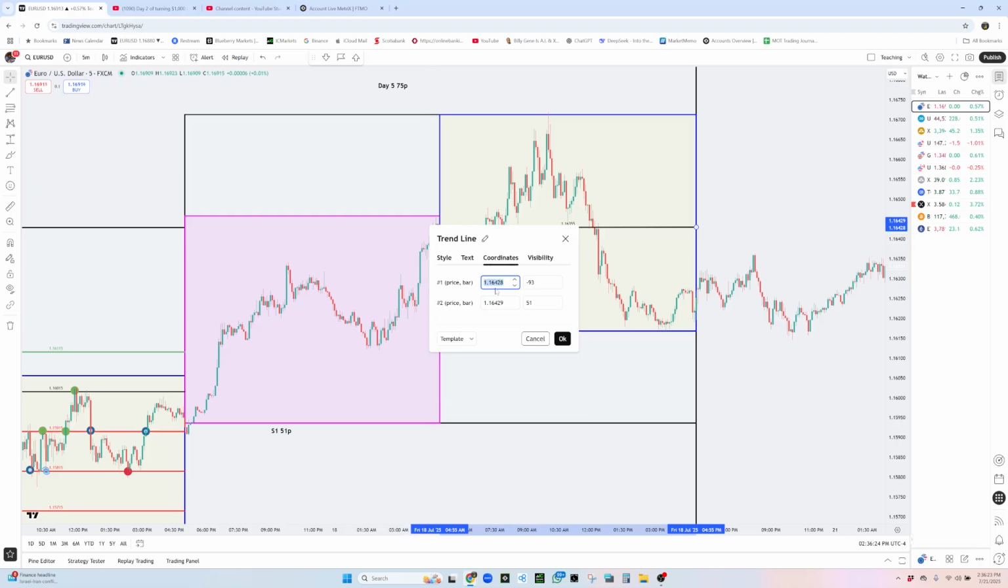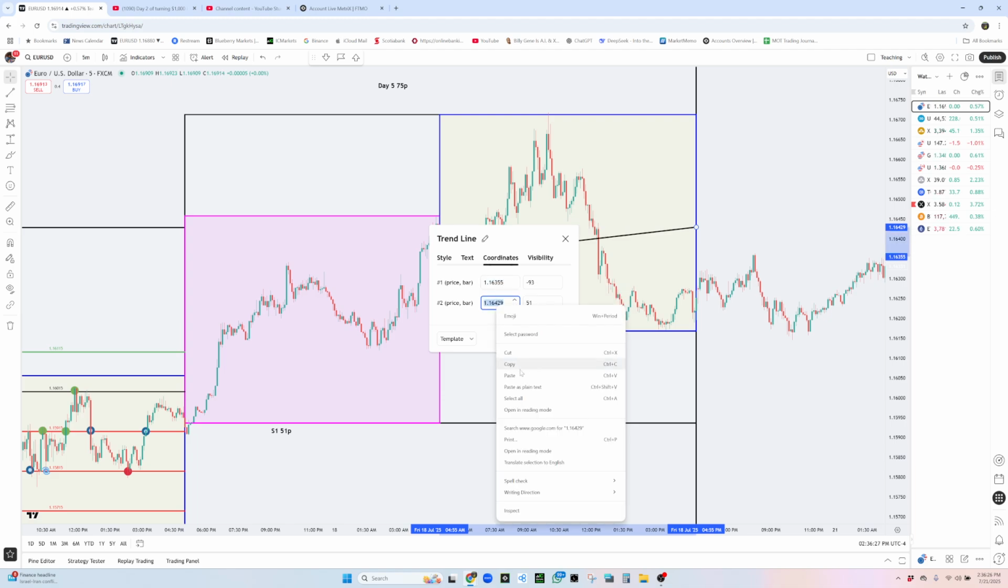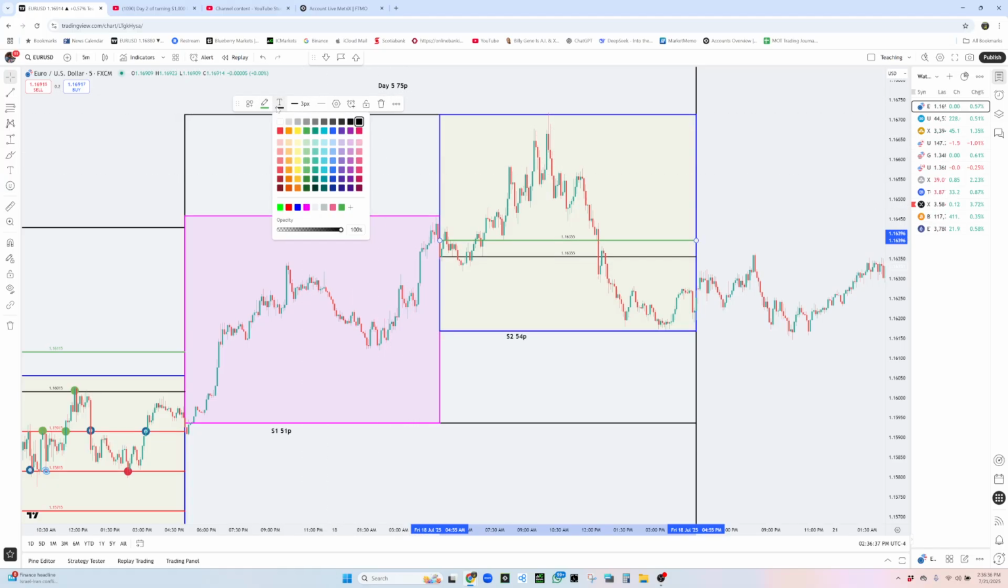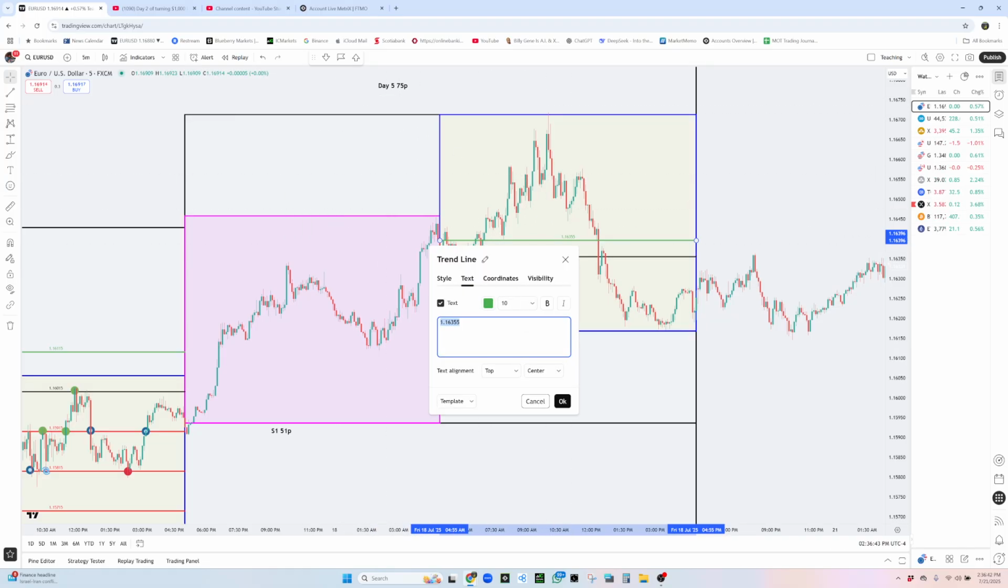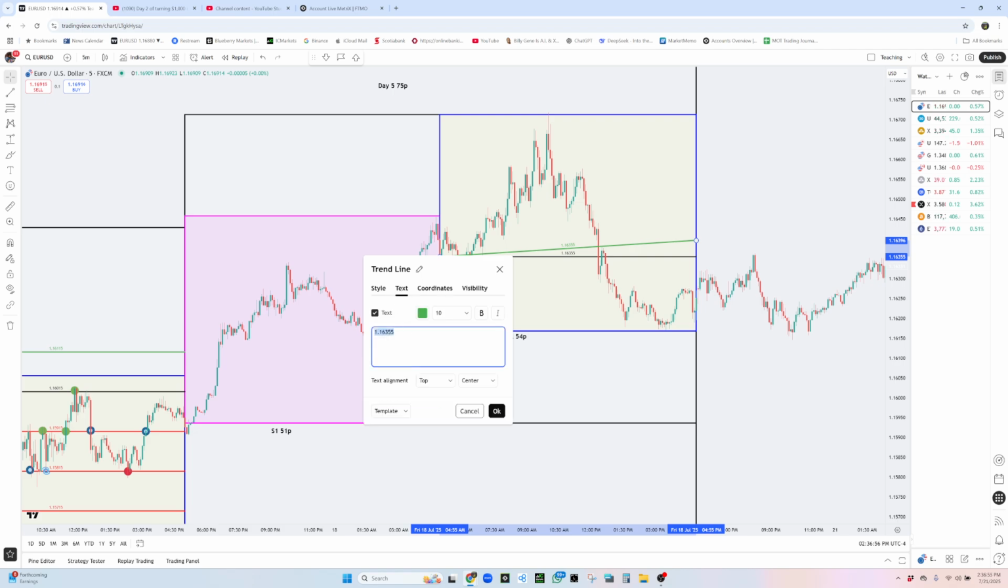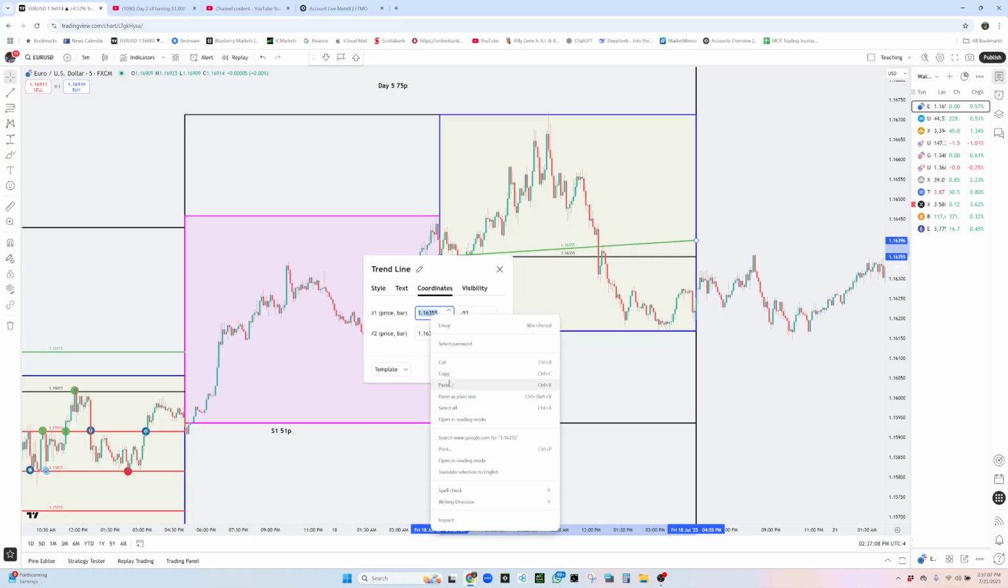Doesn't really matter if you draw the bullish line first or the bearish line first. It doesn't really matter. 1.16455 would be the next level. 455. 1.164. Telling you, sometimes them typos be getting to me.